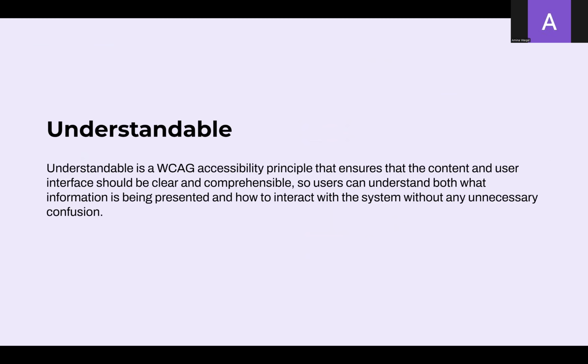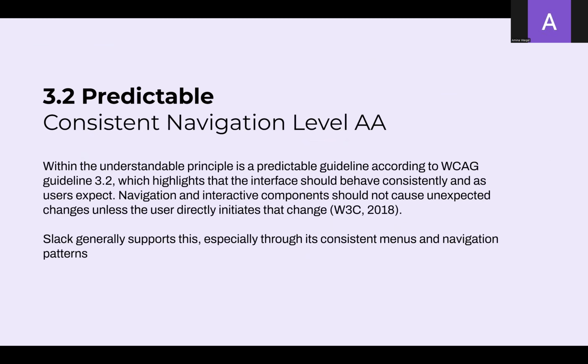One key part of understandable is being predictable, meaning the interface behaves consistently so users aren't surprised, especially with navigation. This is according to the WCAG Guideline 3.2, which also highlights that navigation and interactive components should not cause unexpected changes unless a user directly initiates that change.